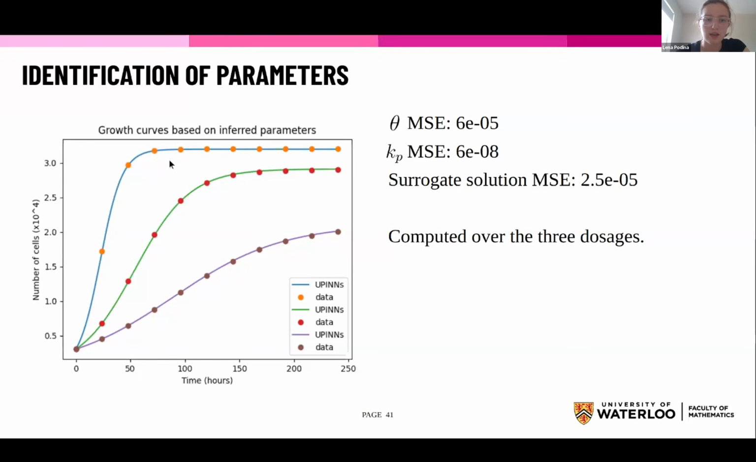But here, in this case, for the different dosages, this is again the lowest dosage, medium dosage, and highest dosage, we're able to match the true theta and KP, or proliferation rate, very well. So we get a 6 × 10⁻⁵ and -8 result here. The surrogate solution, as mentioned a few graphs back, also matches really well.